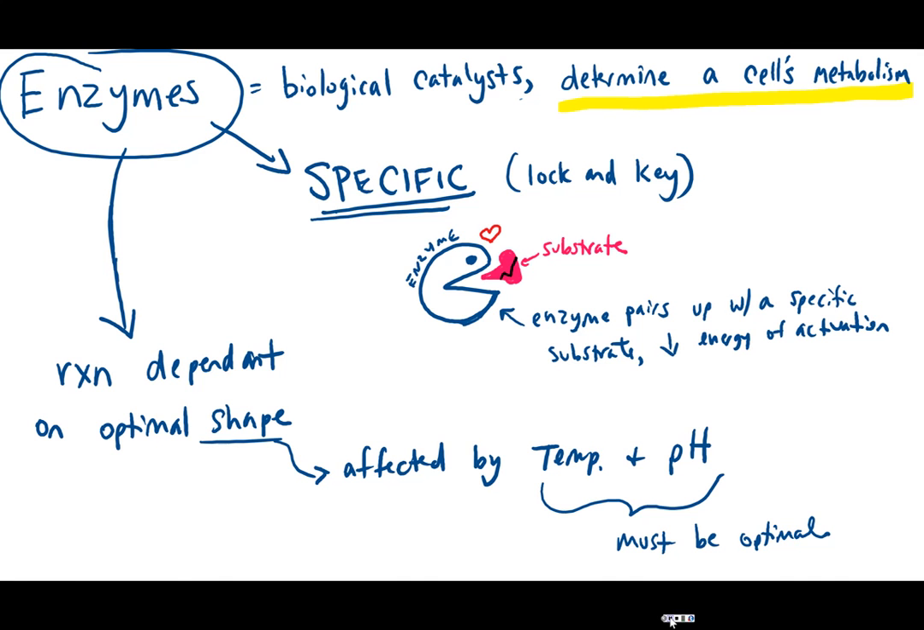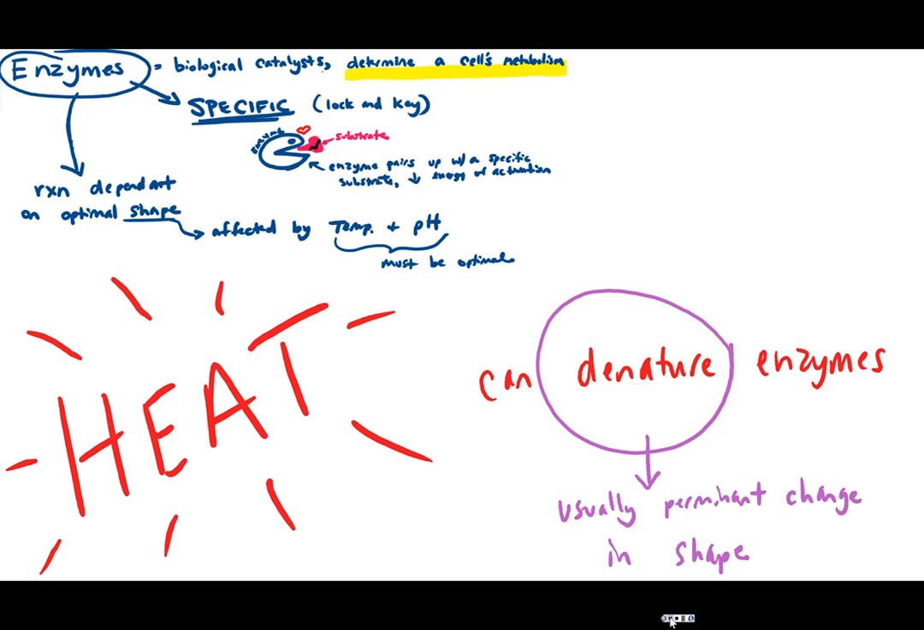But in the case of pH, this can vary depending on where it is in the body. So if it's in the bloodstream, it's going to be slightly basic. If it's in the stomach, this is going to be very acidic. So it can vary. Now, heat very often will affect protein structure, and it can be permanent.